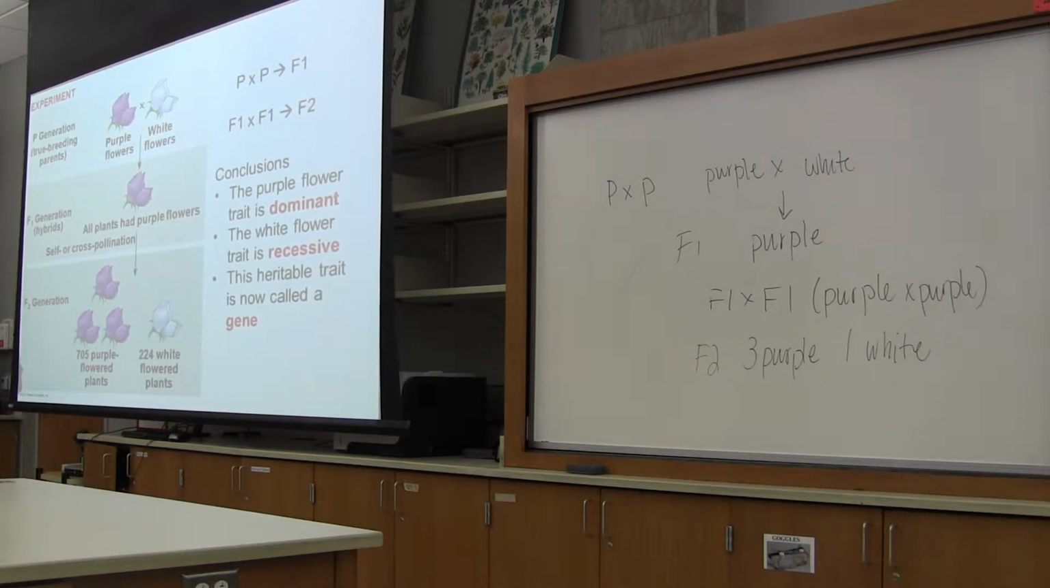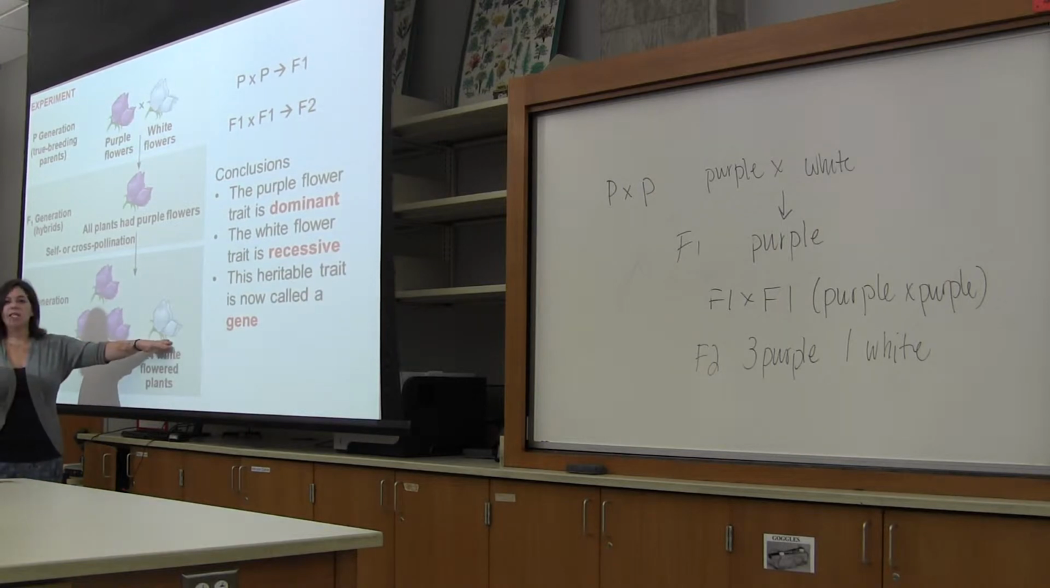And so he did this experiment several different times, and he came to the conclusion that this purple trait, because it shows up more often than the white one, is going to be dominant to the white trait. And so he assigned these names. The traits that are going to show up more often, are going to be more common, are called dominant traits. And then those that show up in lesser number are going to be the recessive traits.